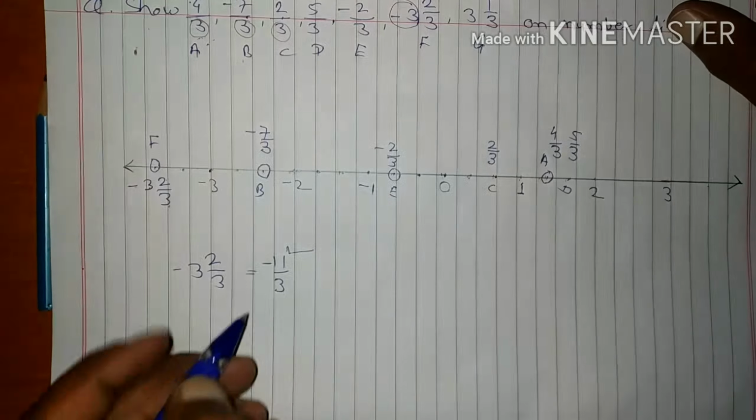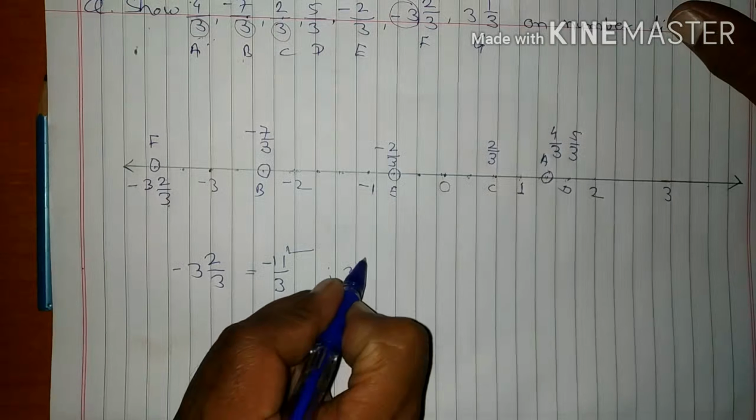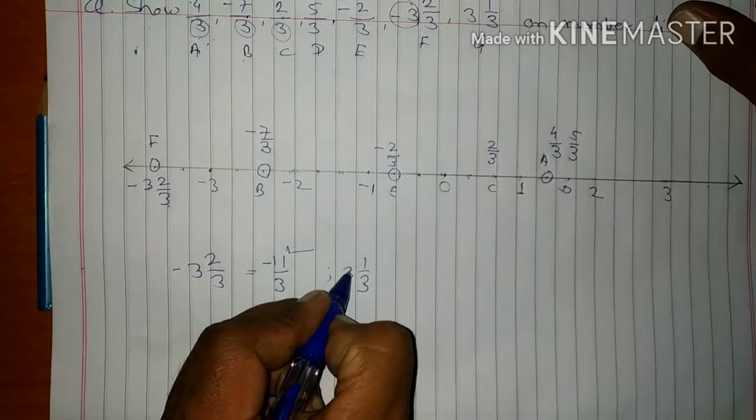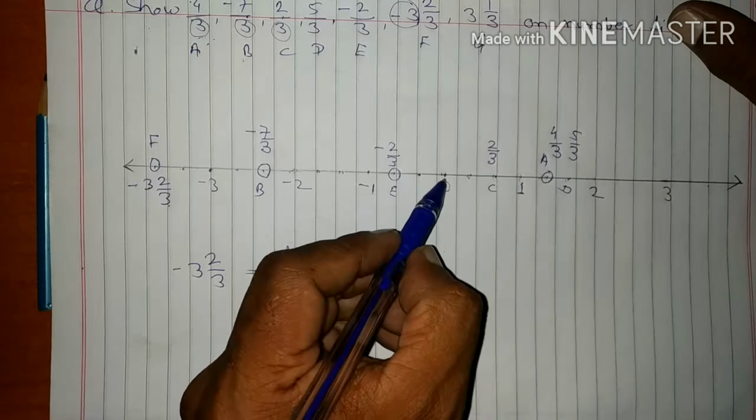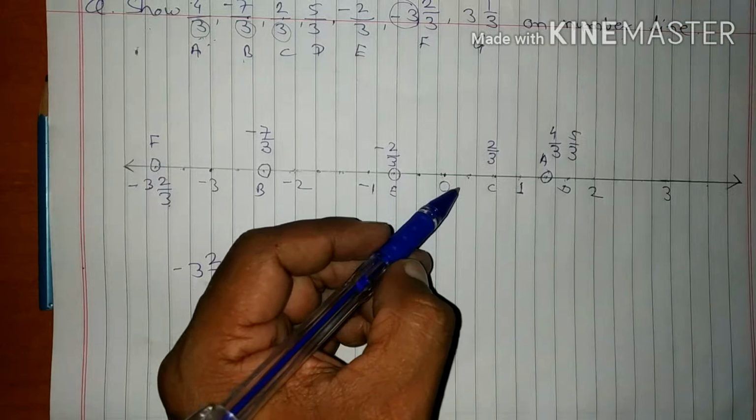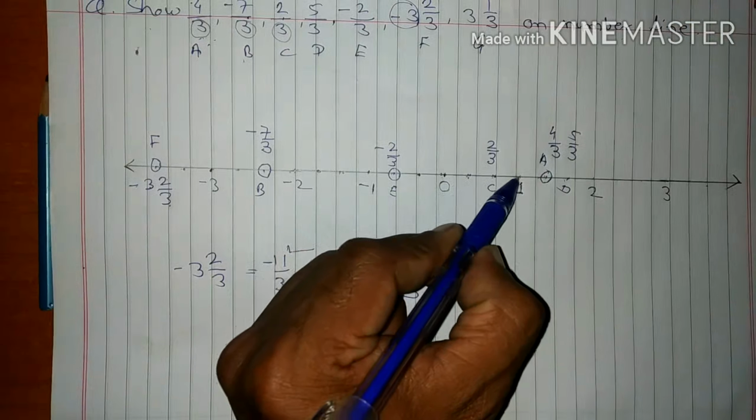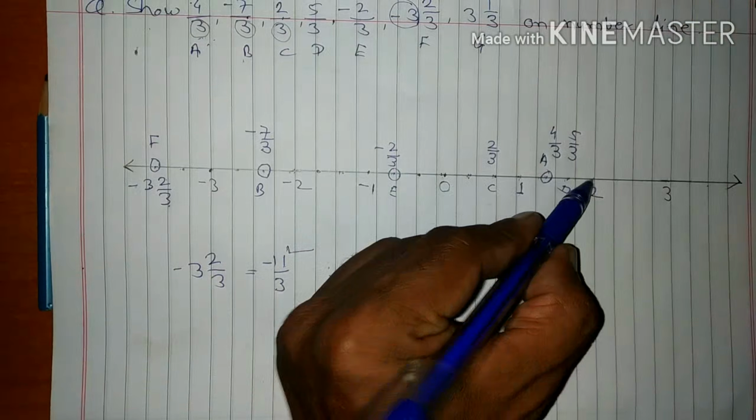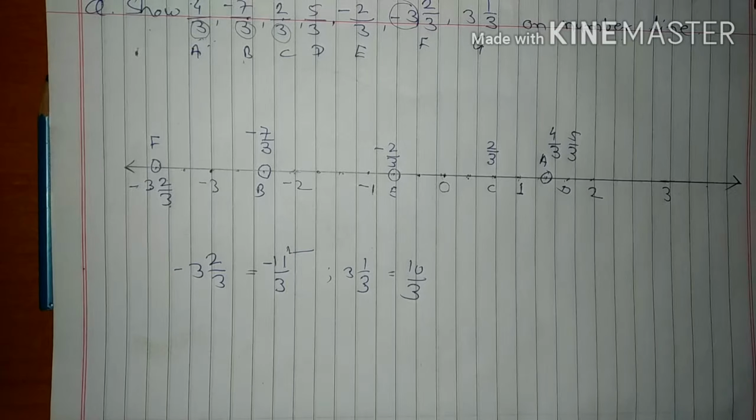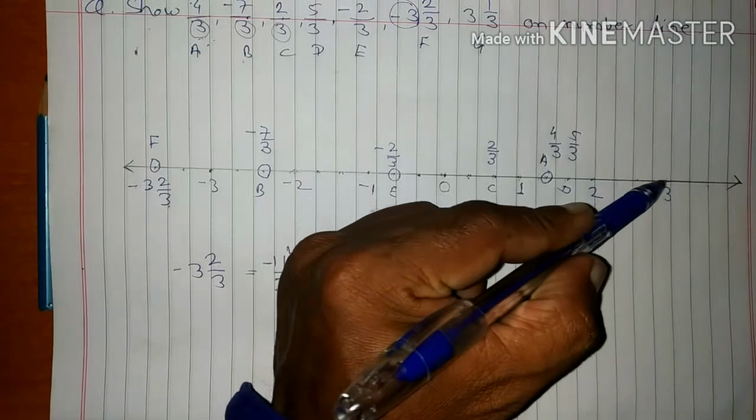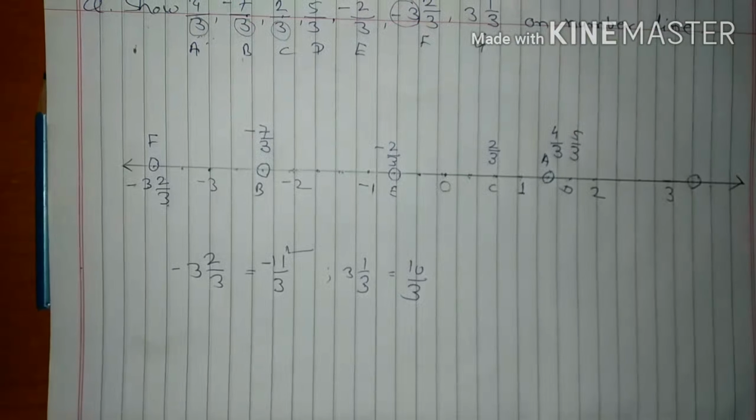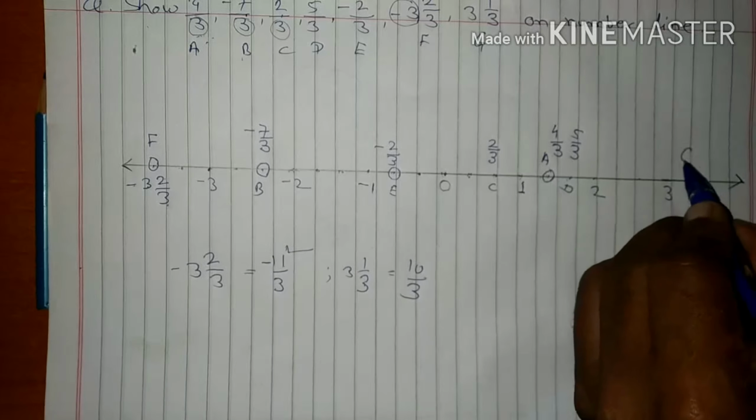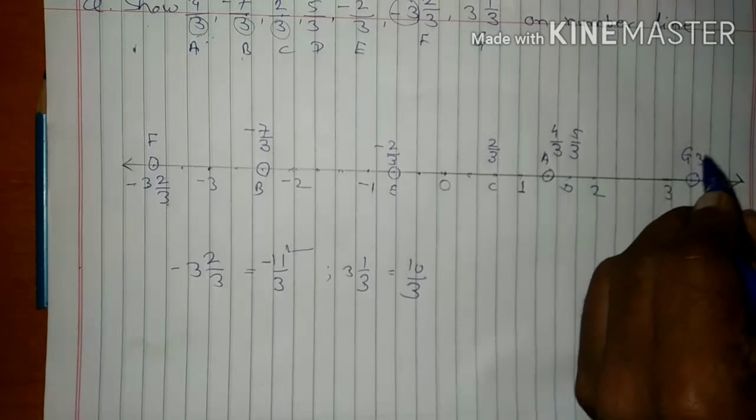And finally let us show 3 completed, 1 upon 3. 3 3s are 9, 9 plus 1, 10. So this is nothing but 10 upon 3. So let us show the 10th part on positive side. 1, 2, 3, 4, 5, 6, 7, 8, 9, 10. So this is point G, 3 completed, 1 upon 3.